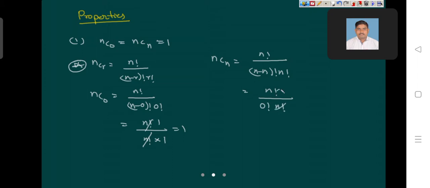So n factorial cancels, 1 by 0 factorial, again 1, is equal to 1. So therefore nC0 is equal to nCn is equal to 1. This is the first property.